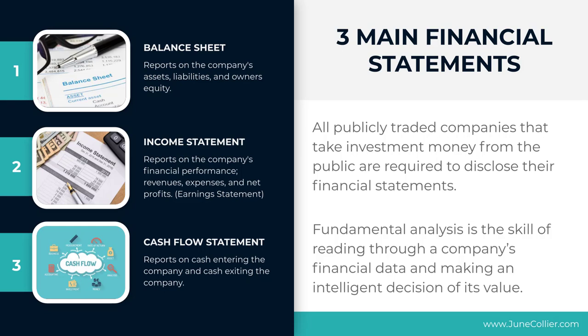There are 3 main financial statements. The first is the balance sheet. This reports the company's assets, liabilities, and owner's equity. The second is the income statement. This reports on the company's financial performance, their revenues, their expenses, and net profits. Finally, the cash flow statement. This reports on cash entering and exiting the company.